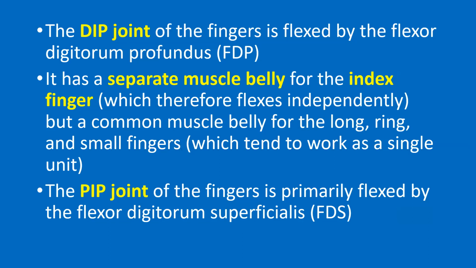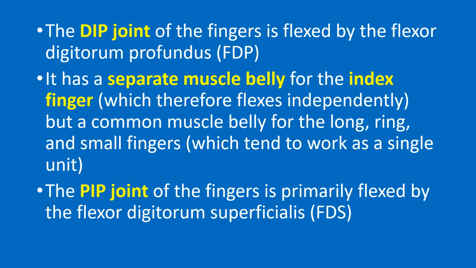The DIP joint of the fingers is flexed by the flexor digitorum profundus. It has a separate muscle belly for the index finger, but a common muscle belly for the long, ring, and small fingers, which tend to work as a single unit. So keep this in mind. You have to know that there is a separate belly for the index finger, and the rest are together. So the index finger can function individually, while the long, ring, and small fingers function as one.